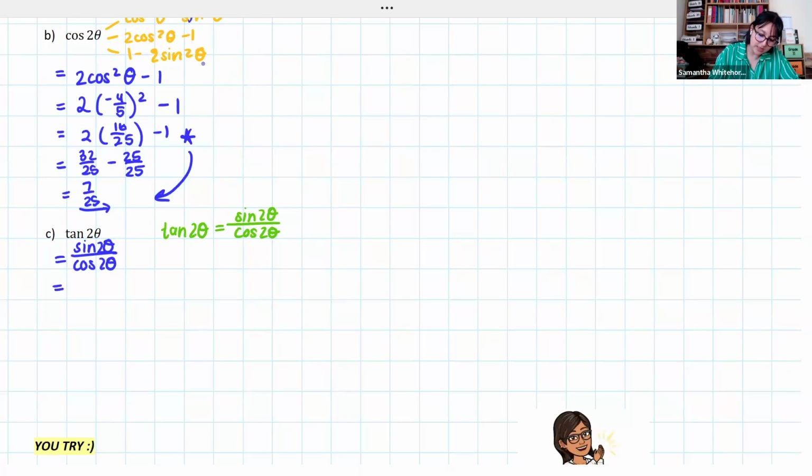So in question A, sine 2 theta was 24 over 25. And now we've just worked out in question B that cos 2 theta is 7 over 25.